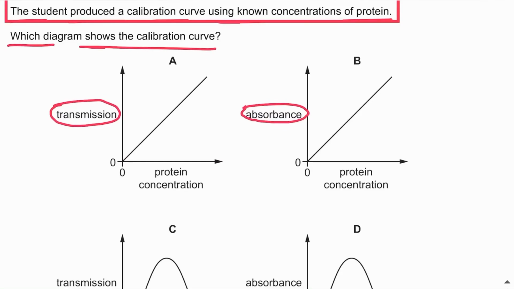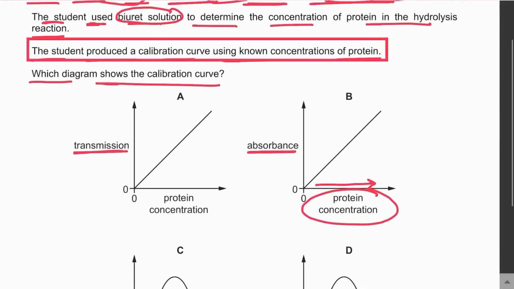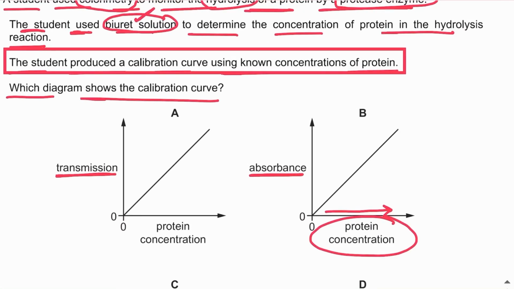Okay, so if we talk about transmission, transmission is the amount of light that is transmitted or that passes through a solution, and absorbance is the amount of light that is absorbed by the solution, right? So you should know that as the protein concentration increases, the color of the solution gets darker because we are using biuret solution.